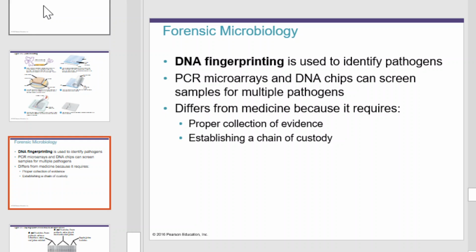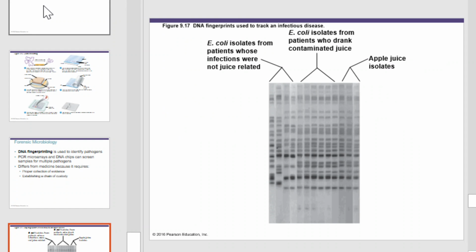Forensic microbiology is also another application of DNA technology. DNA fingerprinting is used to identify pathogens. PCR, microarrays, and DNA chips can screen samples for multiple pathogens. It differs from medicine because it requires proper collection of evidence and establishing a chain of custody. This is an illustration of a DNA fingerprint.